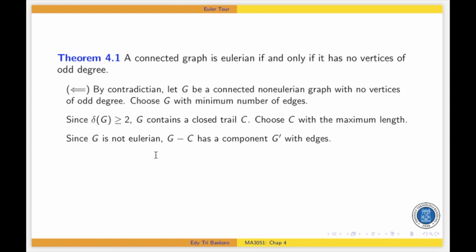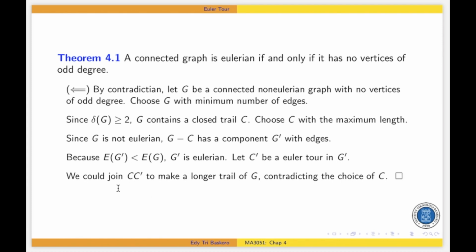Since G is not Eulerian, G minus C has a component G prime with some edges. And because the number of edges of G prime is less than the number of edges of G, the original graph, G prime must be Eulerian, because we assumed that G is a connected non-Eulerian graph with no vertices of odd degree, taken with as few edges as possible. So G prime has fewer edges than G, and we conclude that G prime must be Eulerian.